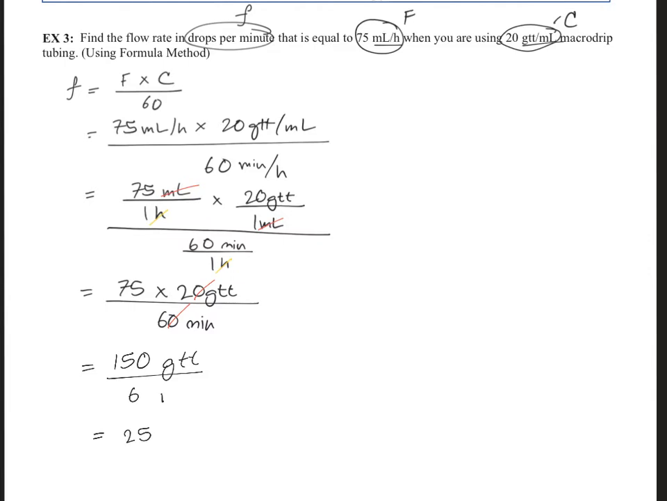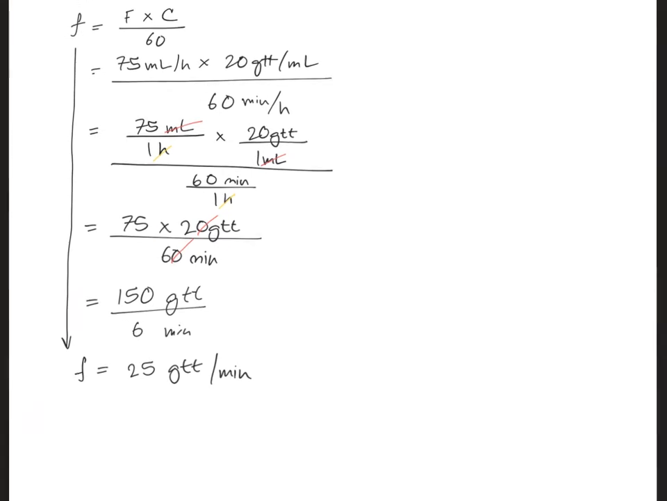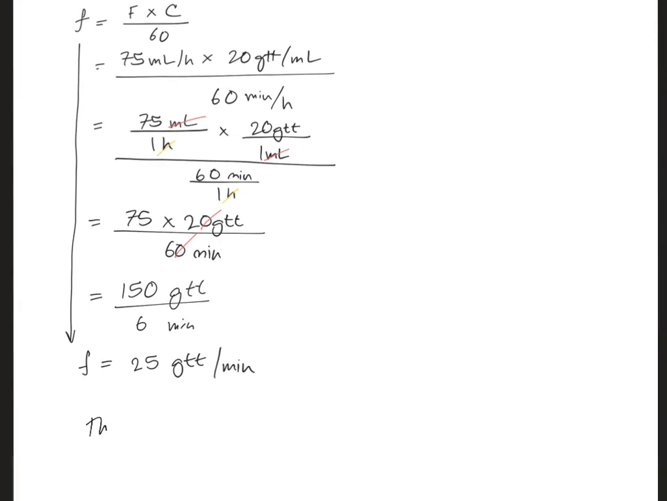Ooh, I forgot the minutes there. And there we go. We can just drop down that f there. And there we have it. So what is the answer? The flow rate, which we're trying to find. So the flow rate is 25 drops per minute, period.